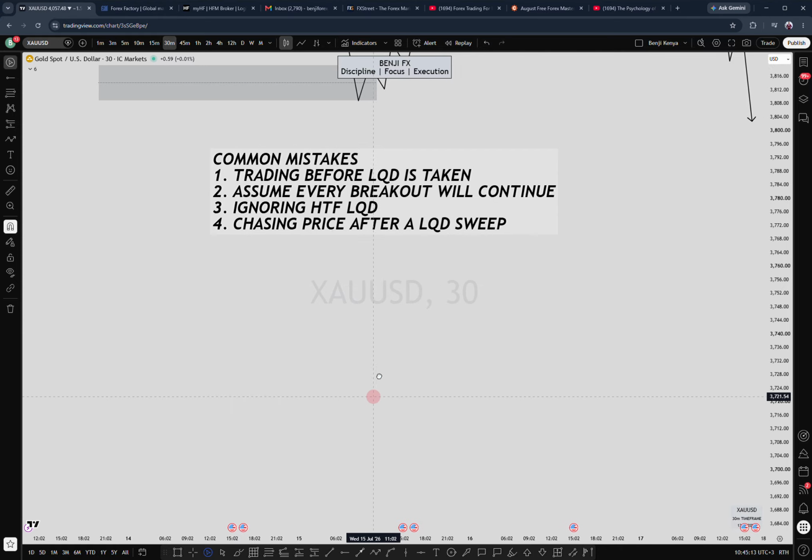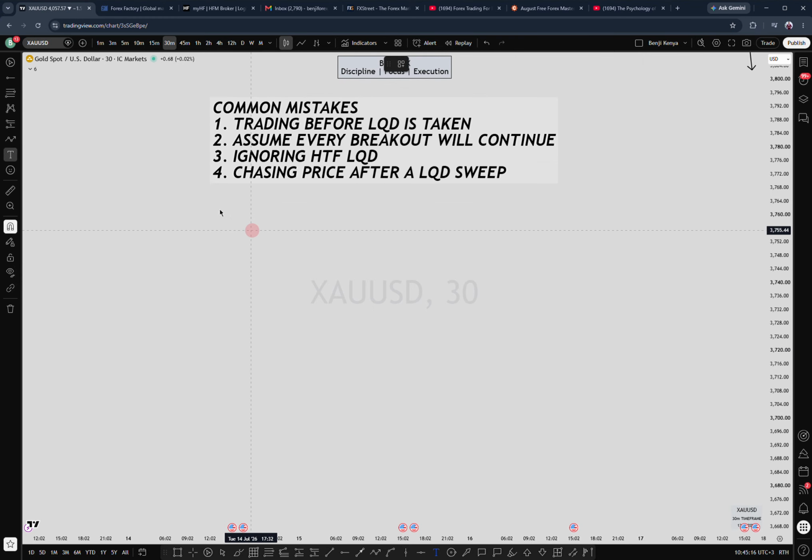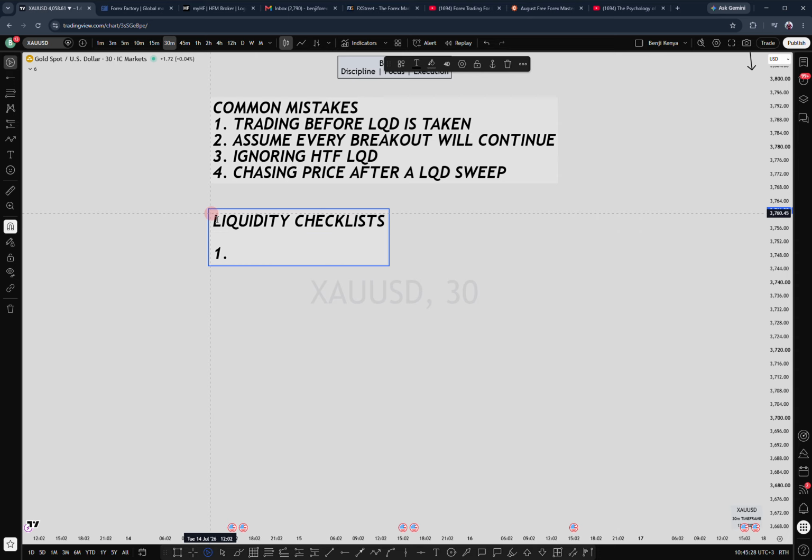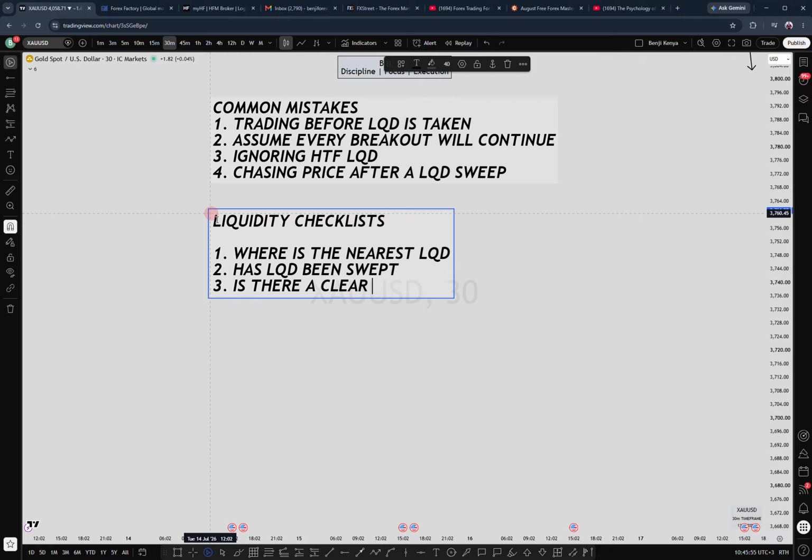Okay, so some clear checklists also as we're winding up with this session. Liquidity checklist, which is very important. The first one is, ask yourself before entering a trade, where is the nearest liquidity? That's the first question. Number 2, has liquidity been swept before you enter a trade? Number 3, is there a clear confirmation?